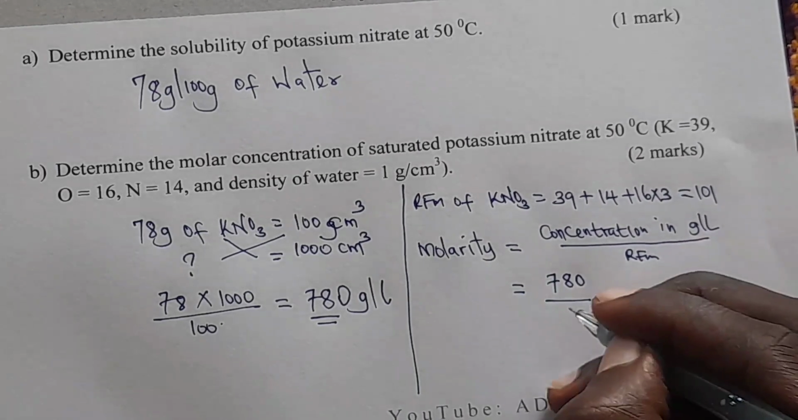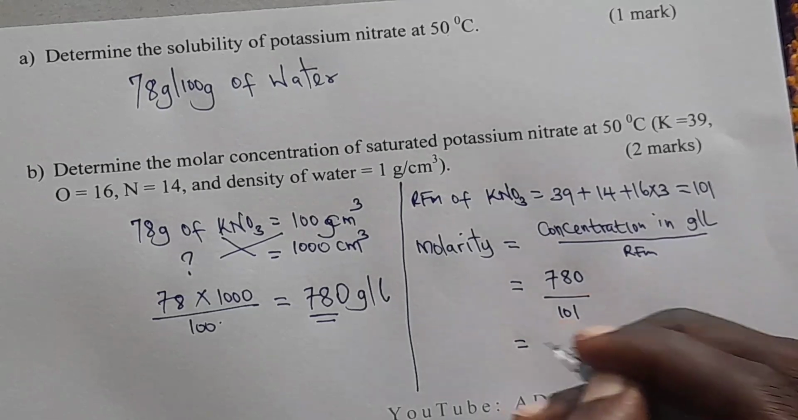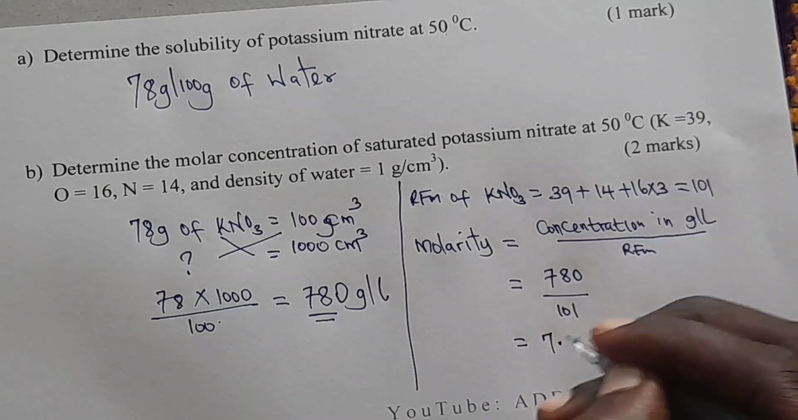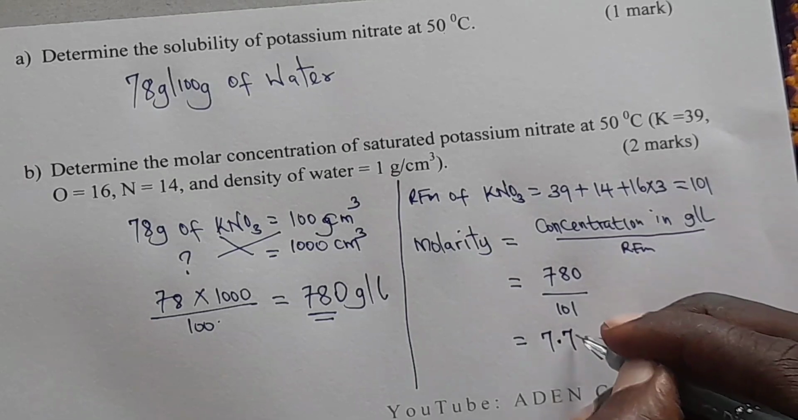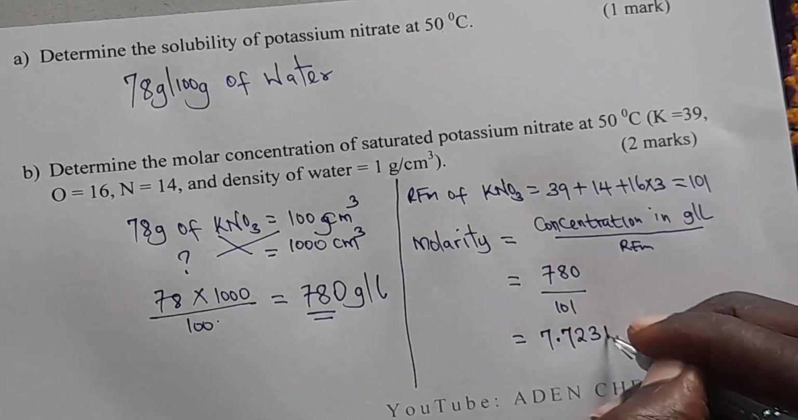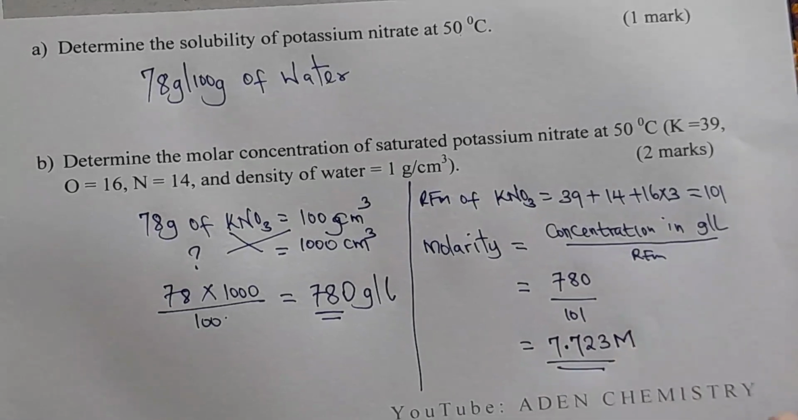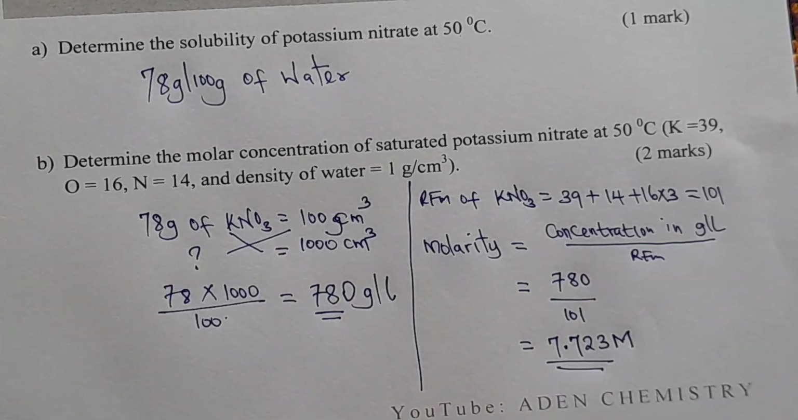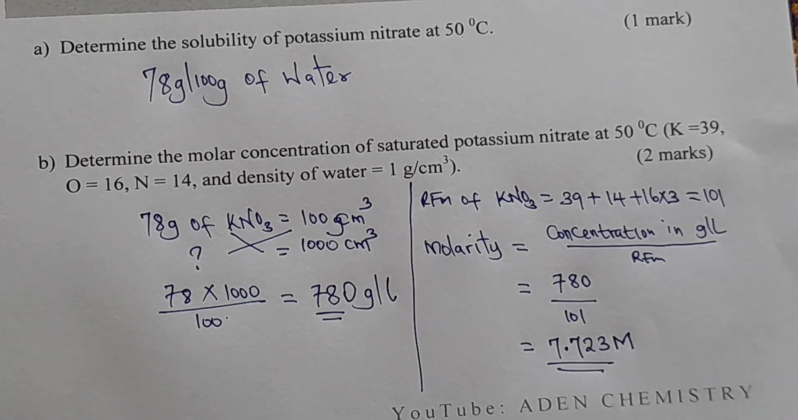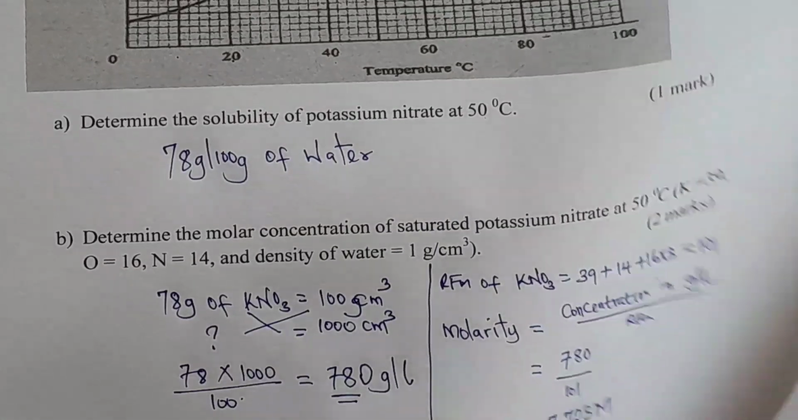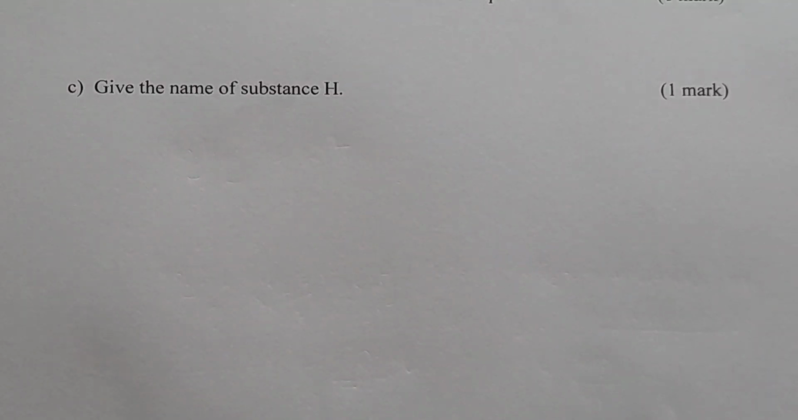The RFM here is 101. So in doing so, we are going to get 7.723 mole, or that's our molarity. So check the question. We are told determine the molar concentration of saturated potassium nitrate at 50 degrees Celsius. It is 7.723. So next, we are going to go to question 3.